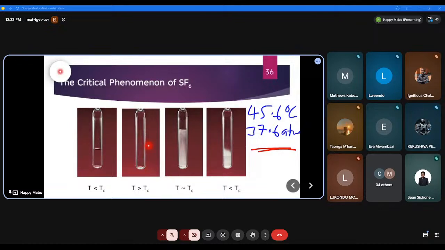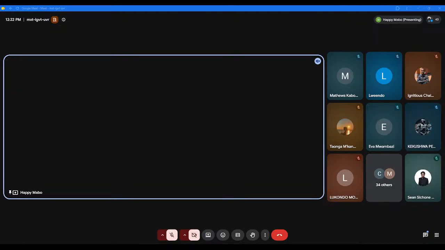They will disappear. But when you have a temperature that is equal to the critical temperature, such as what we see in this particular third tube here, sulfur hexafluoride is right at the critical temperature, in other words. So we get to see this milky appearance, and this is the behavior of sulfur hexafluoride when it would have reached its critical temperature.